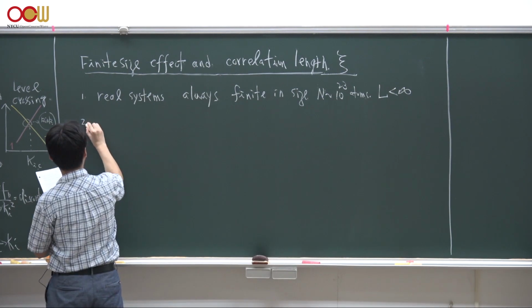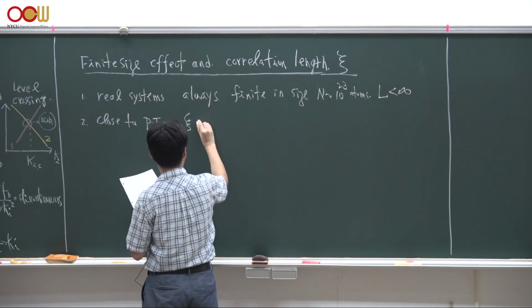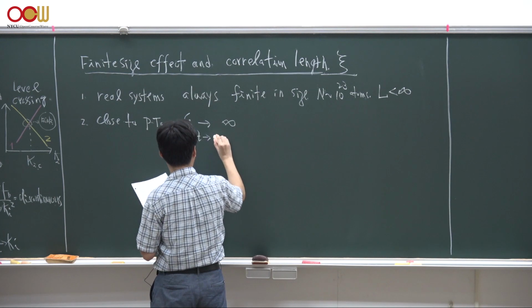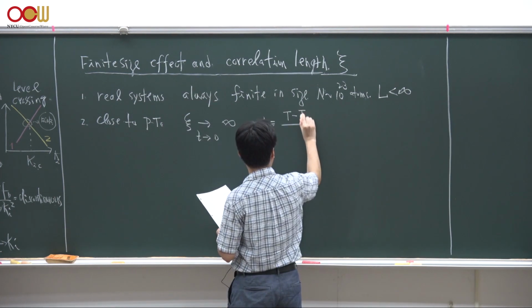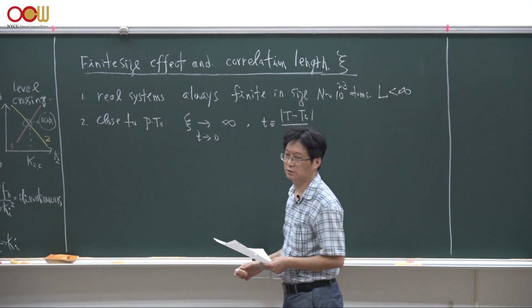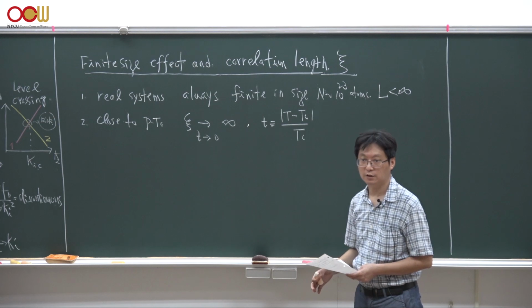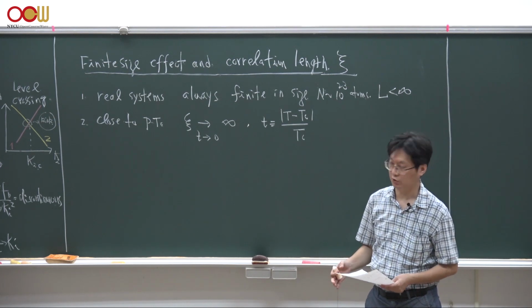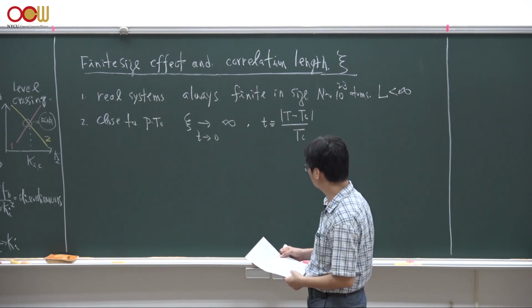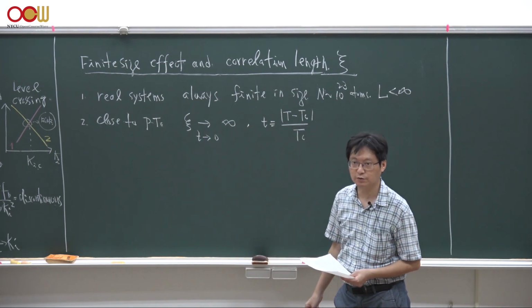And number two is that close to phase transition, this correlation length diverges as the system goes to the critical temperature. Let me remind you what I mean by the little t. This is a relative distance to the critical temperature that we defined earlier at the finite temperature phase transition. So the correlation length diverges in the power law fashion when this temperature is close to the critical temperature.